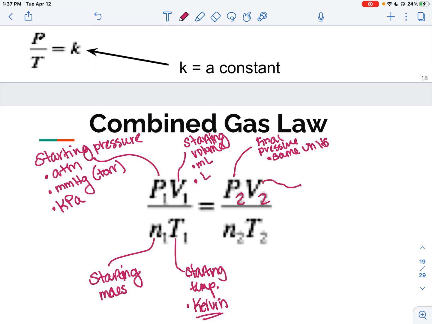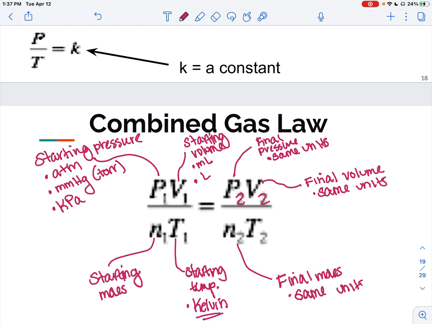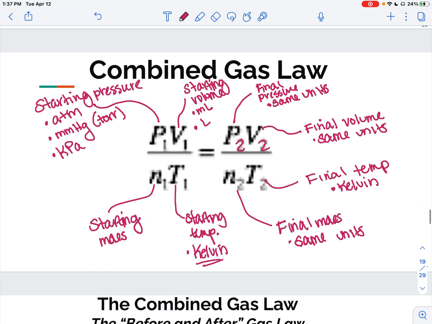And then same for volume. This is going to be your final volume, and it's going to have the same units. And then we have final moles, same units, and final temp must be in Kelvin. So there's our combined gas law.